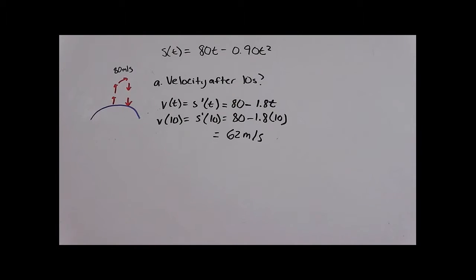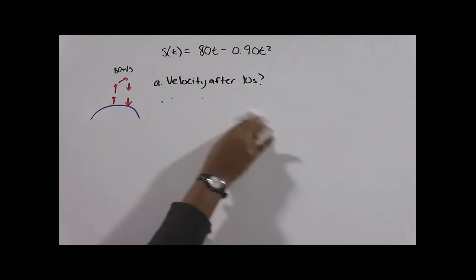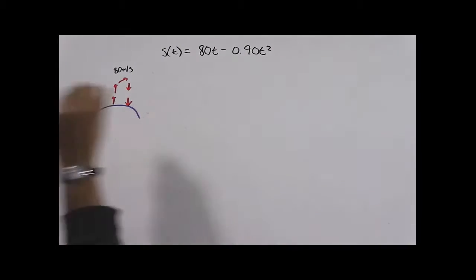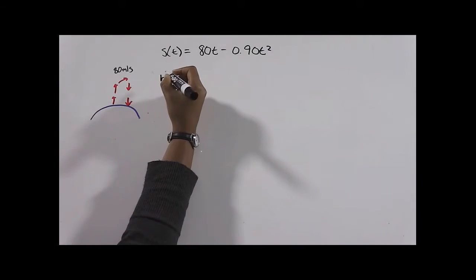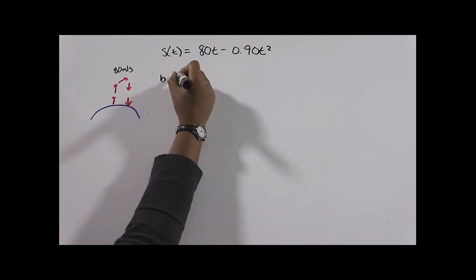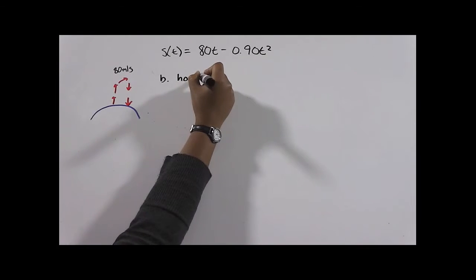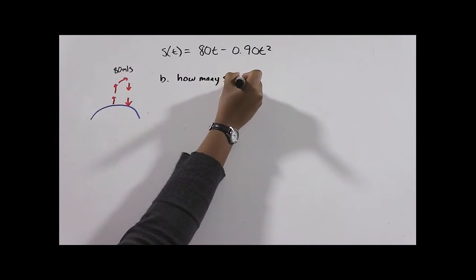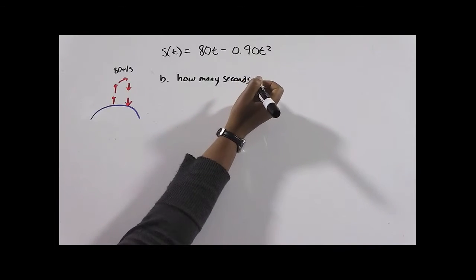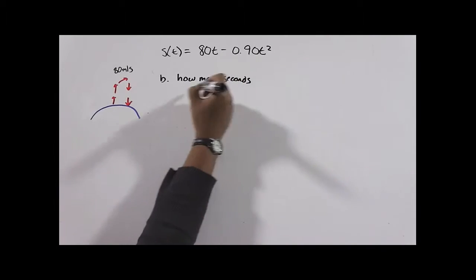So part B asks, after how many seconds will the arrow hit the moon?